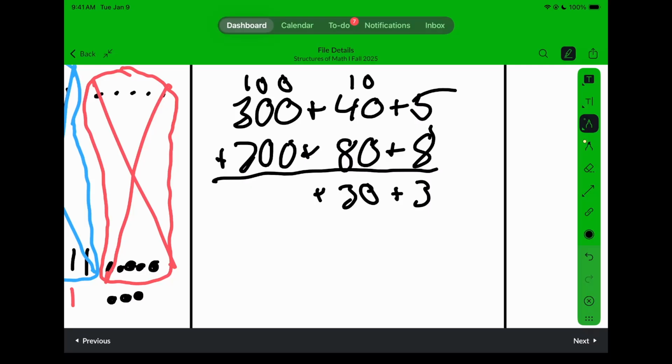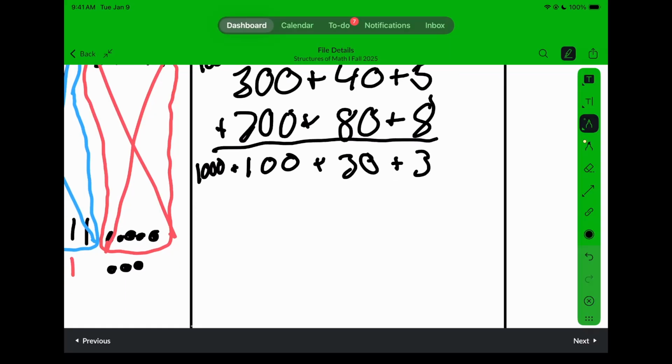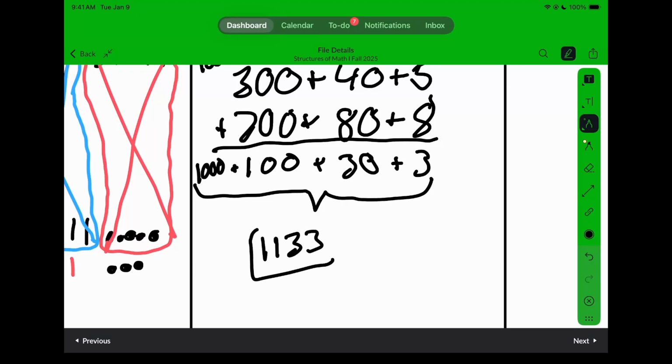700 plus 300 is 1,000. Plus 100 is 1,100. Leave the 100. Carry the 1,000. And then you just bring that 1,000 right down, actually. But you still want to carry it. It's good practice for this method to just show and keep everything like its own place value. And then you just add it up. 1,100 plus 30 plus 3 is 1,133.